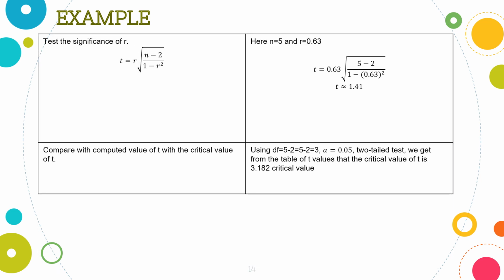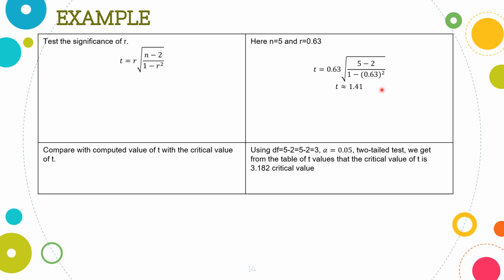Now, let's test the significance of R. So, using this formula. So, our N is 5 and our R is 0.63. So, 0.63 times the square root of 5 minus 2 over 1 minus 0.63 squared. Bakit 5 yung N natin? Kasi we only have 5 students from the given data. Our value of T is approximately 1.41.